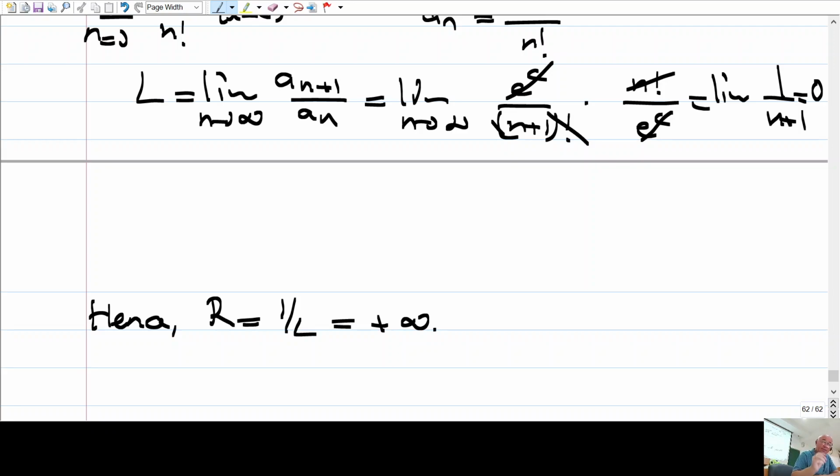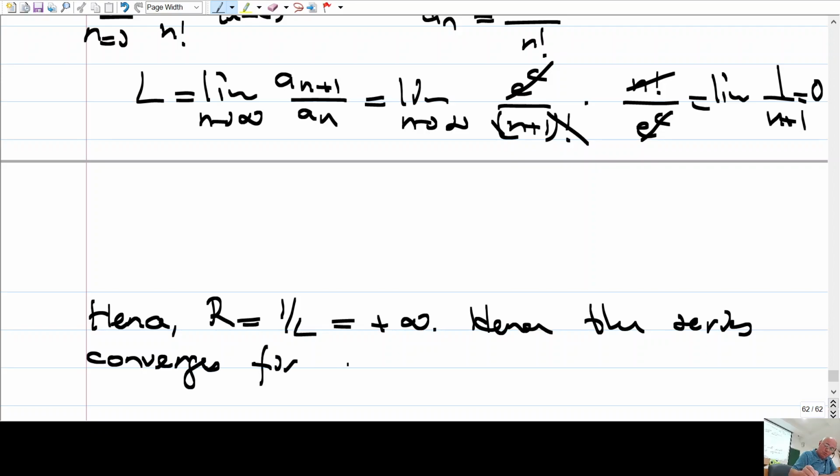Therefore, the series is convergent on the whole real line. Hence, the series converges for all x, okay? For all x.